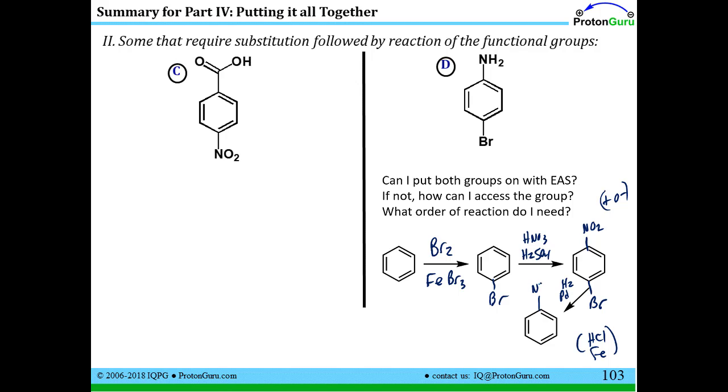A variety of different metals will facilitate this reaction depending on your conditions. Any of those cases, though, will take the NO2, reduce it to the NH2, and leave the bromine alone, and that's how we get the target product here. So these 4 examples show you how you can think through putting groups on, what order they need to be put on, and sometimes transforming a group that's on the benzene ring using one of the other reactions we've learned.